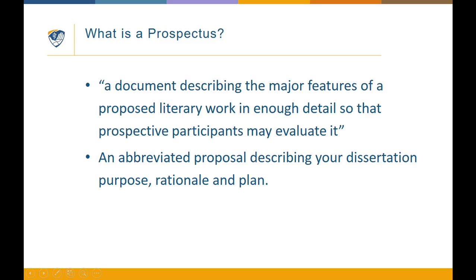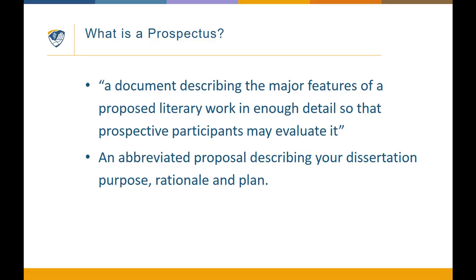So what is a prospectus? Well, according to Webster, it's a document that describes the features of a literary work so that prospective participants may evaluate it, so they can tell whether or not it's appropriate or whether or not it has value. And so the RMU definition in the second bullet point is that we're taking a dissertation proposal and abbreviating it so that you can describe your dissertation purpose, your rationale, and plan. And so we do this in an abbreviated way so that your committee, your faculty advisors can evaluate it before you put a lot of work into a proposal.